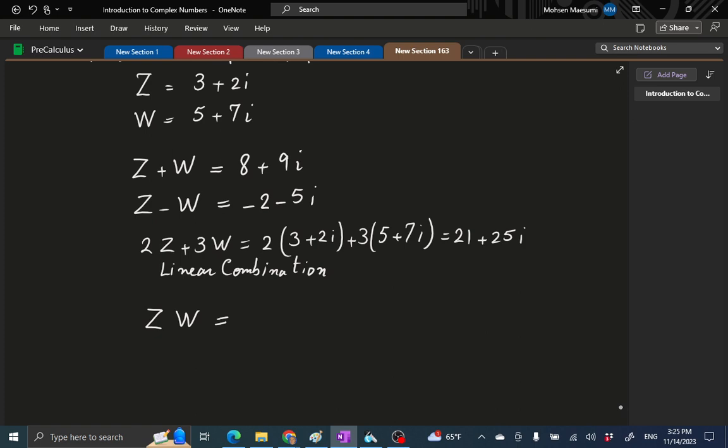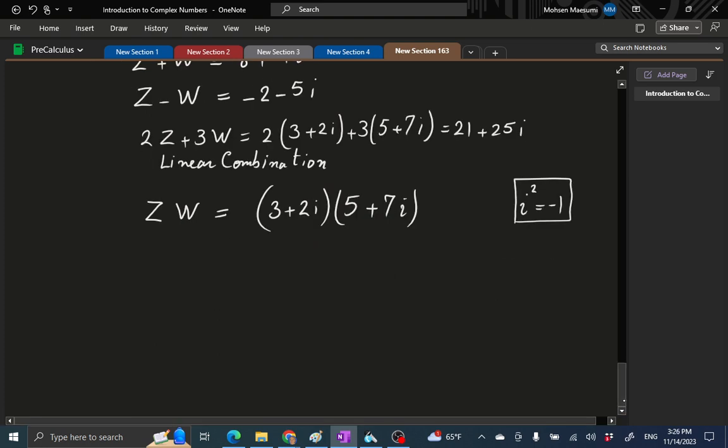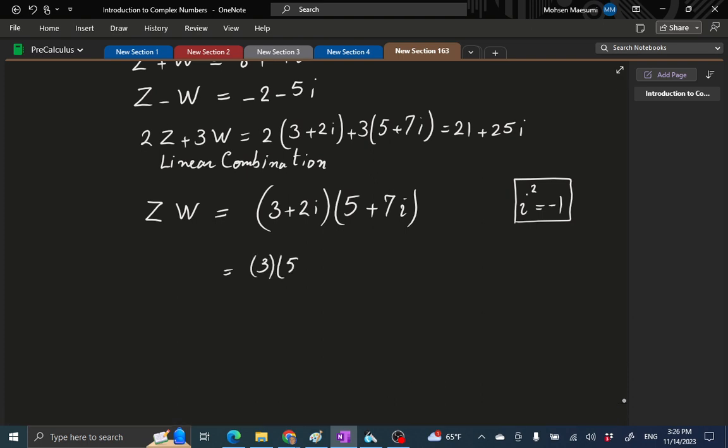Z times W. So that's 3 plus 2i times 5 plus 7i. The way we do this thing, first, just like middle school, we FOIL them. The only thing that's going to be different from middle school is that we have to make the observation that i squared is minus 1 and simplify accordingly. So let me write it out the first time. 3 times 5, 3 times 7i, 2i times 5, and 2i times 7i.